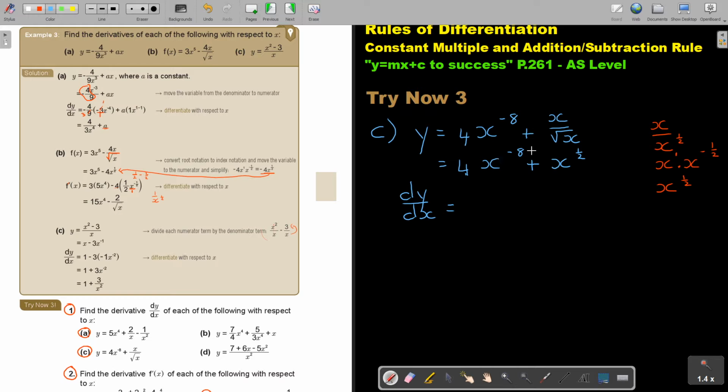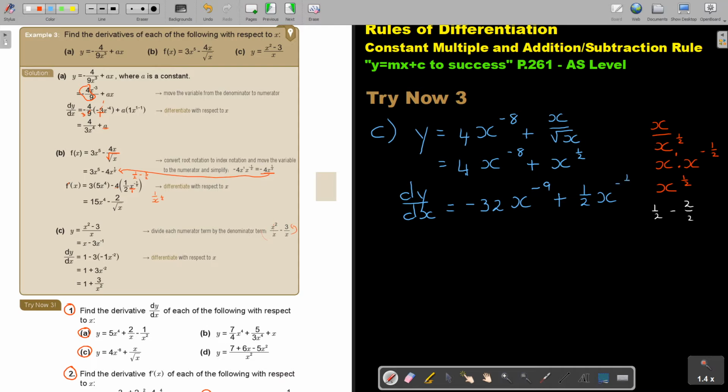So I just take this index and I multiply it with the constant. So I'm going to get -32, and I subtract 1 from the index, and that is going to be -9. Okay, and then it's going to be 1/2, and it's going to be x. And don't forget, I can show you again here, 1/2 minus 1, so it's going to be x to the power -1/2.